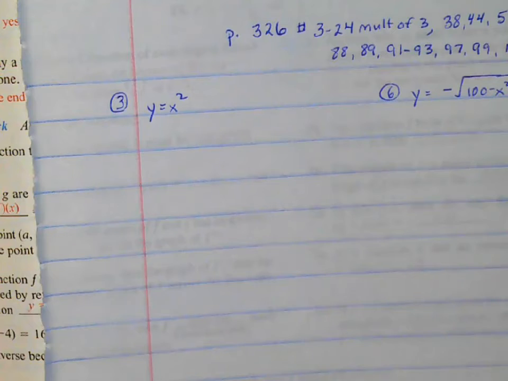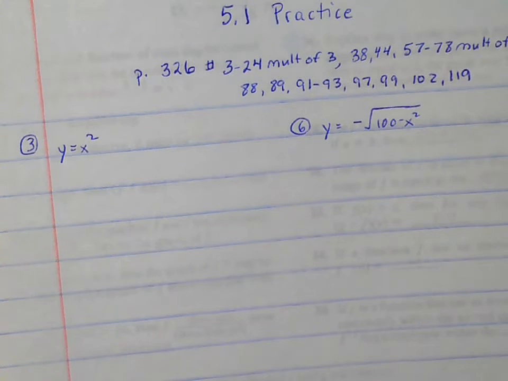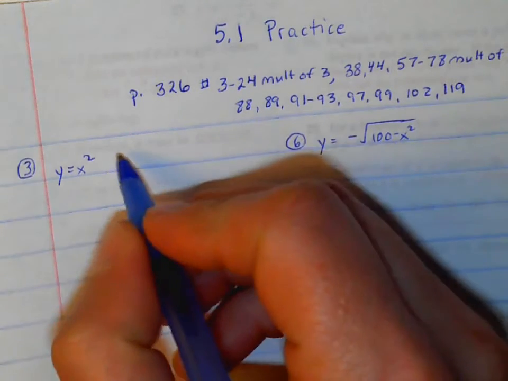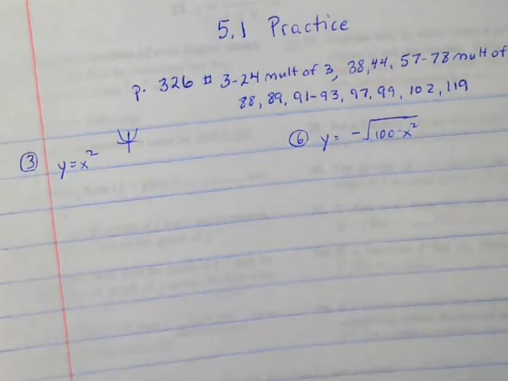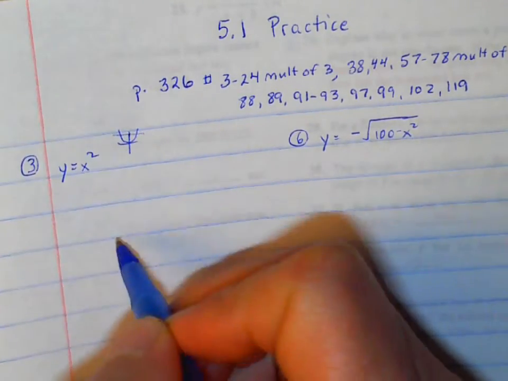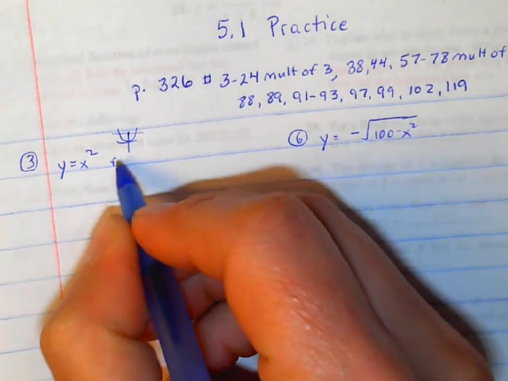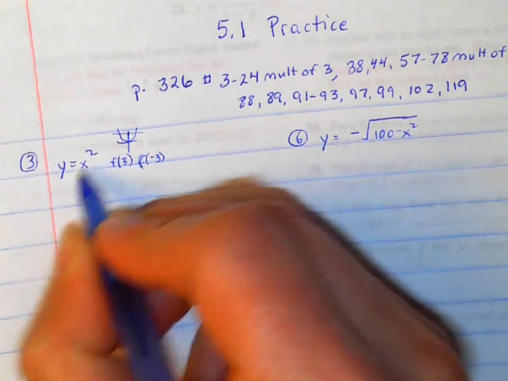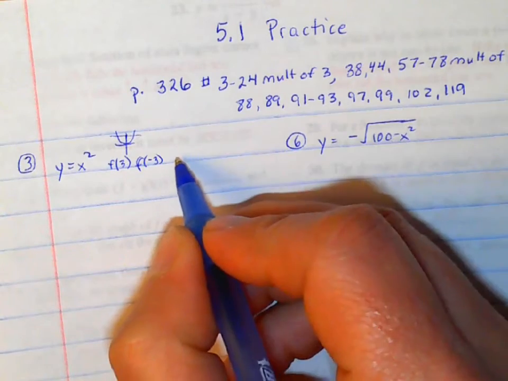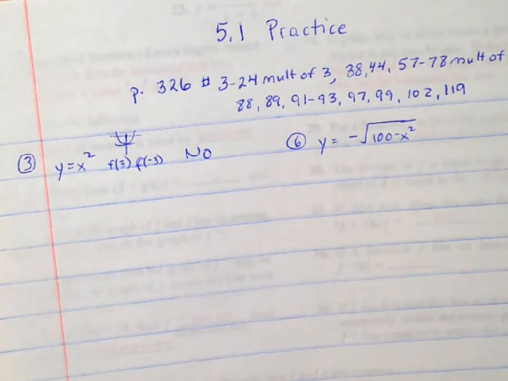These first three ask us, are they one-to-one? You can either think about the graph of them. y equals x squared would look like this, and it would not pass the vertical line test. Or think about if I find f of 3 and f of negative 3. 3 squared is 9. f of negative 3 is also 9. They both give me the same thing, so that's not.